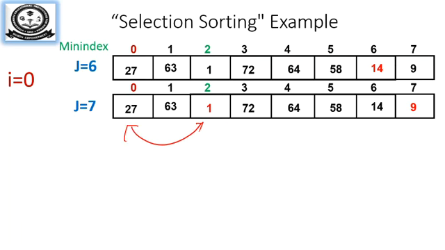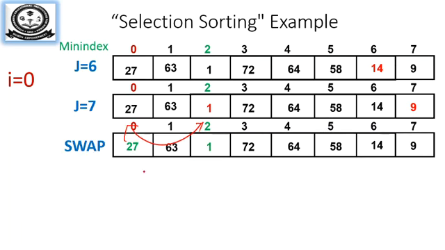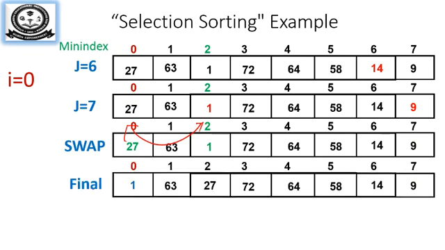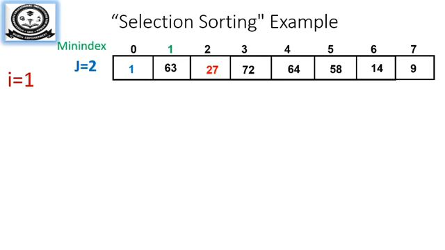So when you swap it, what happens? These two elements will be swapped and one will not be touched again, because when I is incremented, I will become 1. So the smallest element is pushed to the first position. Now the second smallest element will be pushed to the second position. So we'll see an iteration for I is equal to 1.